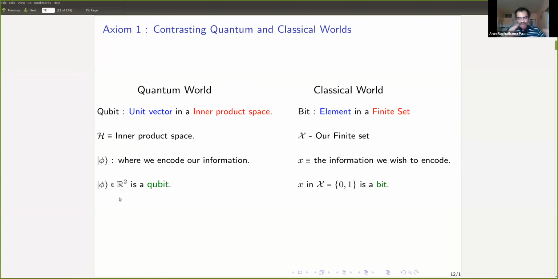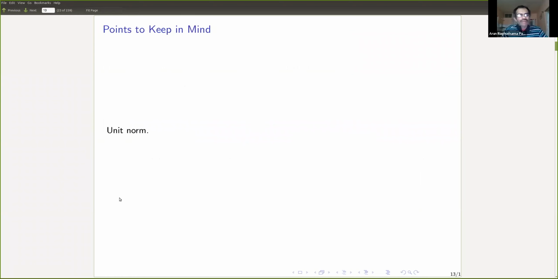I'm saying this because you're seeing all of this for the first time. I see this every day, but I'm just trying to recollect so that you keep in touch with what's going on. So unit norm, keep in mind the vector is unit norm. This is a finite dimensional inner product space, FDIPS, which I might use sometimes. It just means finite dimensional inner product space.